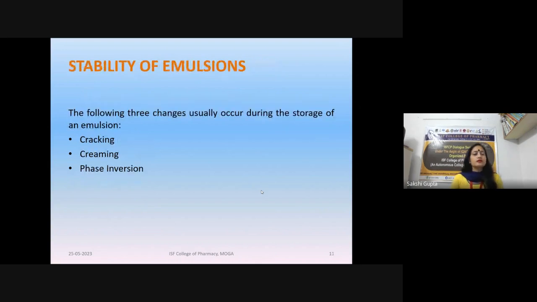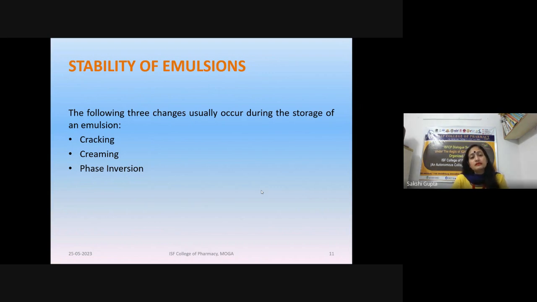So next, moving towards the stability of emulsion. What does stability mean? Stability means that the emulsion which we have prepared should remain stable throughout the storage, right? That means the dispersed phase should be kept dispersed in the continuous phase the whole time, right? There should not be cracking, there should not be creaming, there should not be any kind of phase inversion. These are three changes which are observed during the storage of an emulsion: cracking, creaming, and phase inversion.